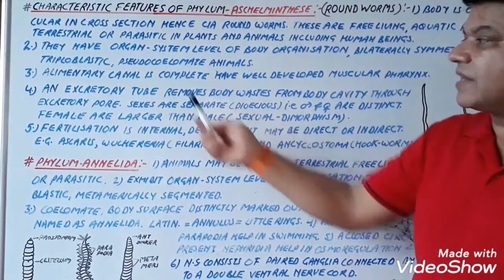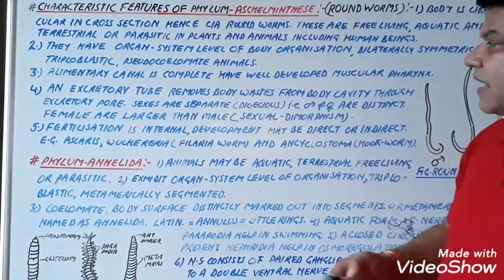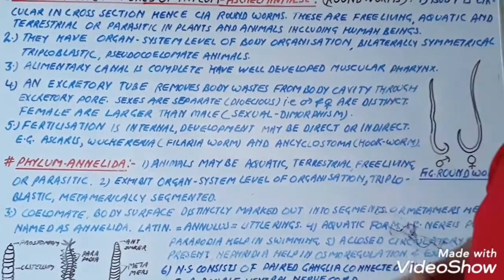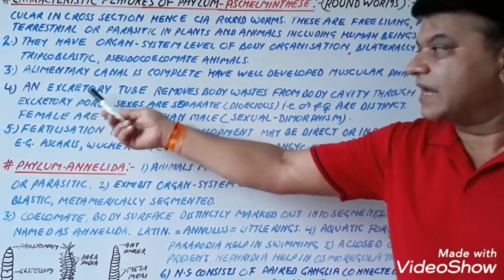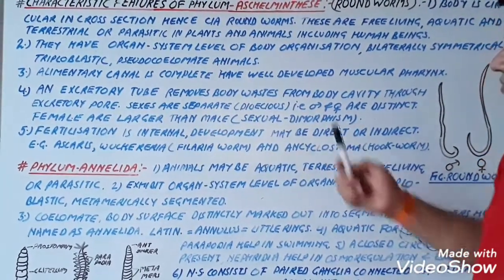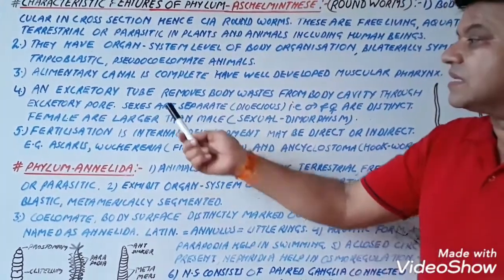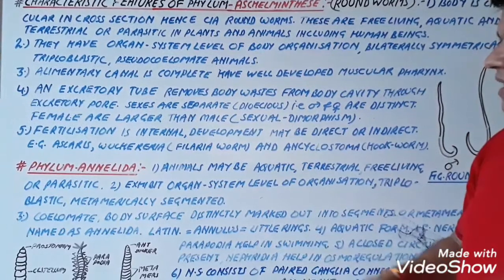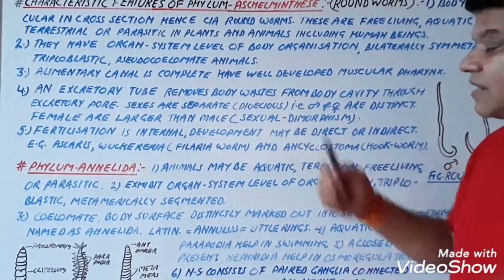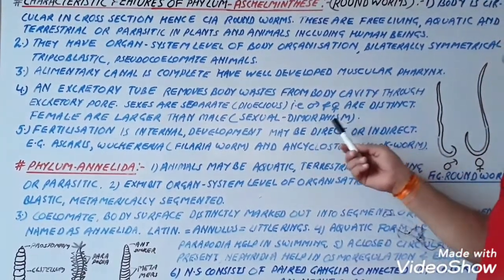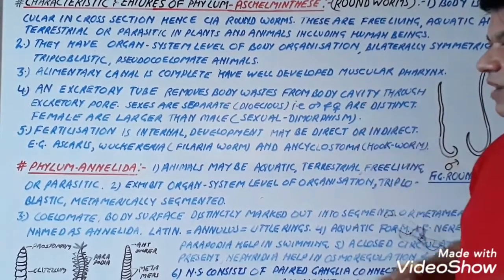Now the alimentary canal is complete and has a well developed muscular pharynx. An excretory tube removes the body waste from the body cavity through the excretory pore. Sexes are separate. Very important one, that is, animals are dioecious, having distinct male and female animals.